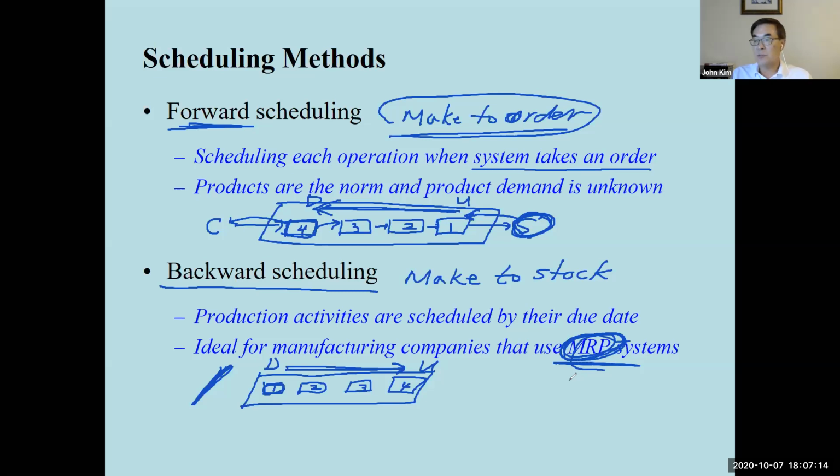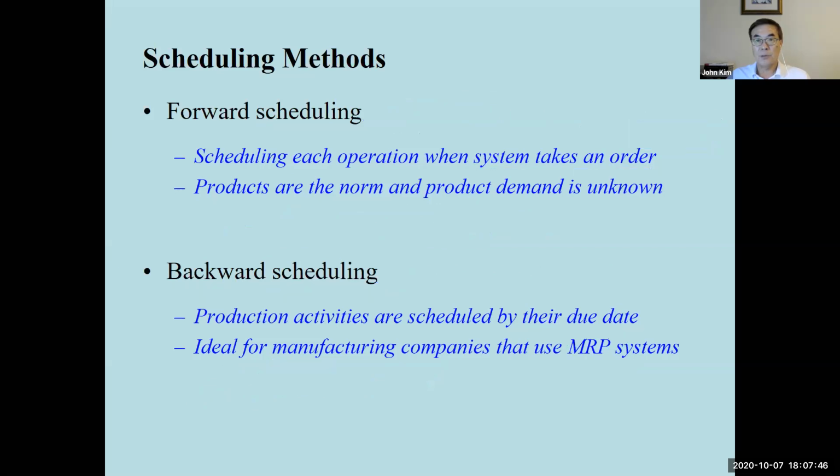So a traditional system or make-to-order system is a JIT system. So a JIT system uses make-to-order and forward scheduling. A traditional system such as the MRP system uses make-to-stock and backward scheduling. Okay, next.